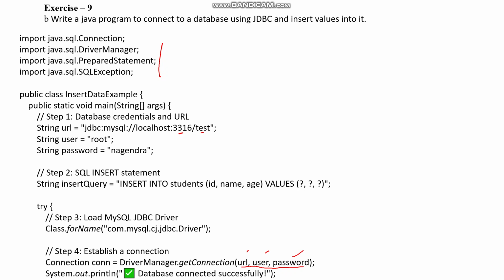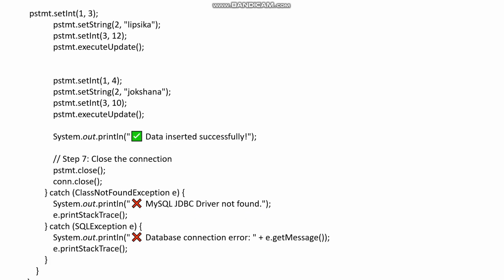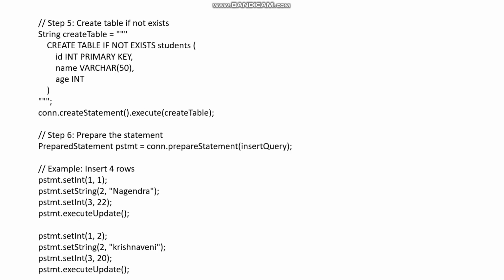Here the URL is jdbc:mysql://localhost:3306/test, and the username is root and the password is given here. After that, System.out.println("Database connected successfully"). Once it has been connected, we can display this message. Otherwise the control will jump to the exception, and we will get the message "database connection error" if the connection is not successful.